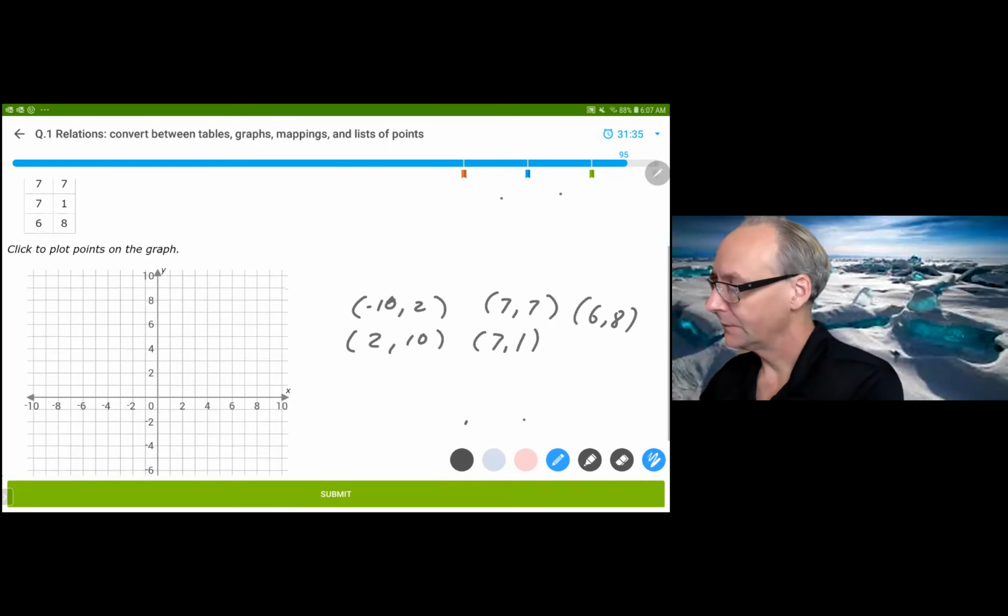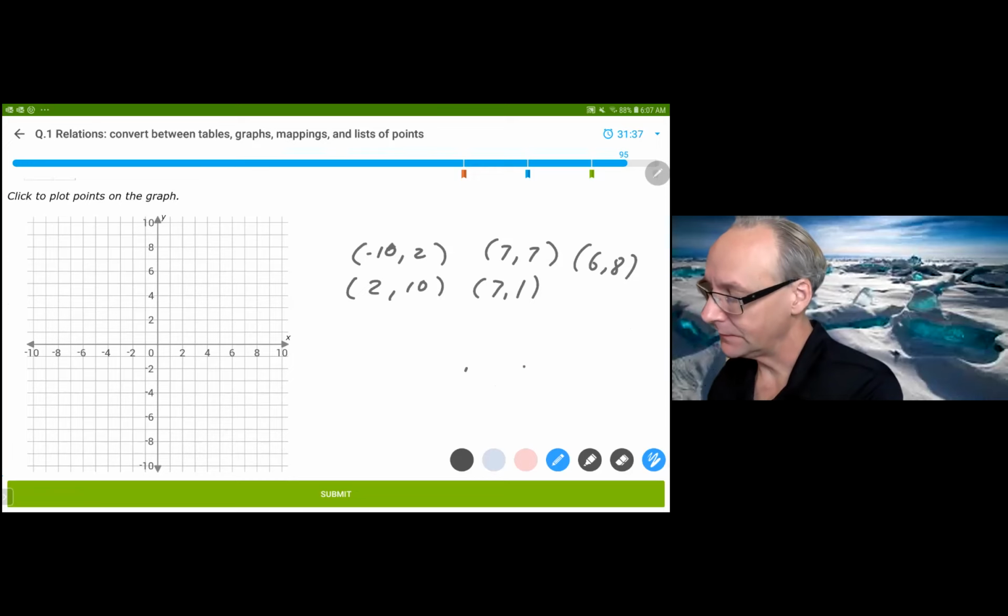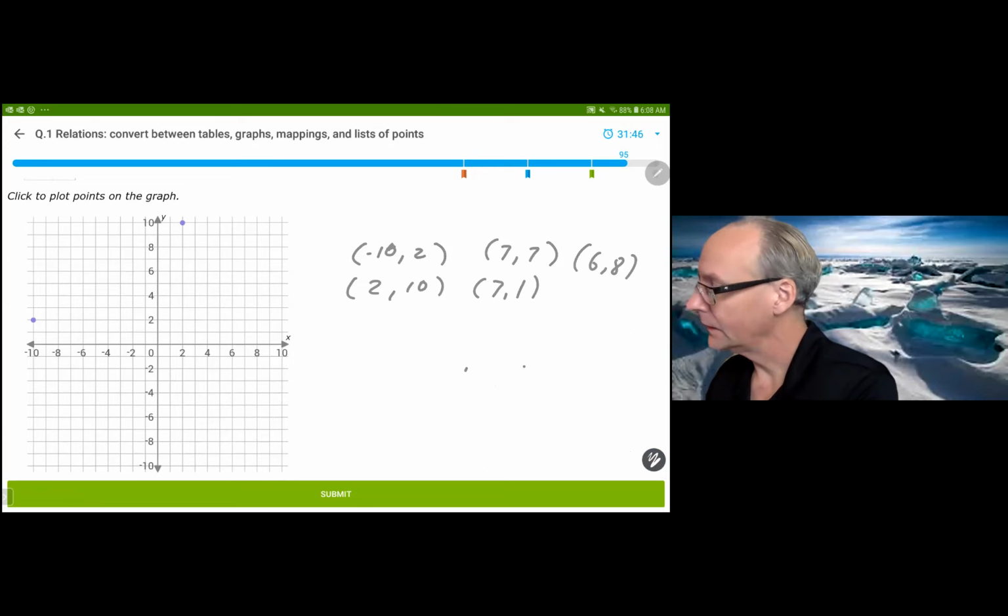All right, so we've got -10, 2. We've got a 2, 10, which is way up there. We've got a 7, 7, and a 7, 1, and a 6, 8. 6, 8. And it looks like that's it. I think I have 5 points. Looks okay.